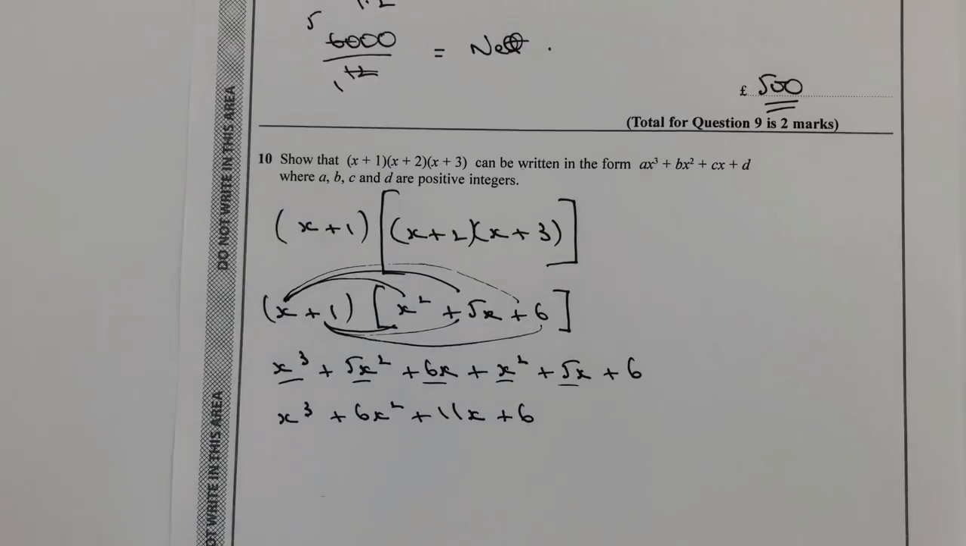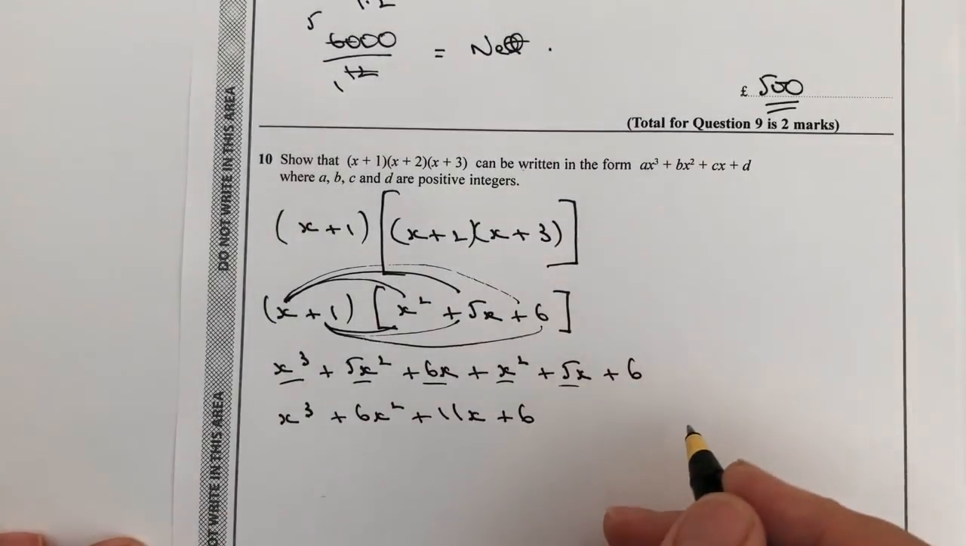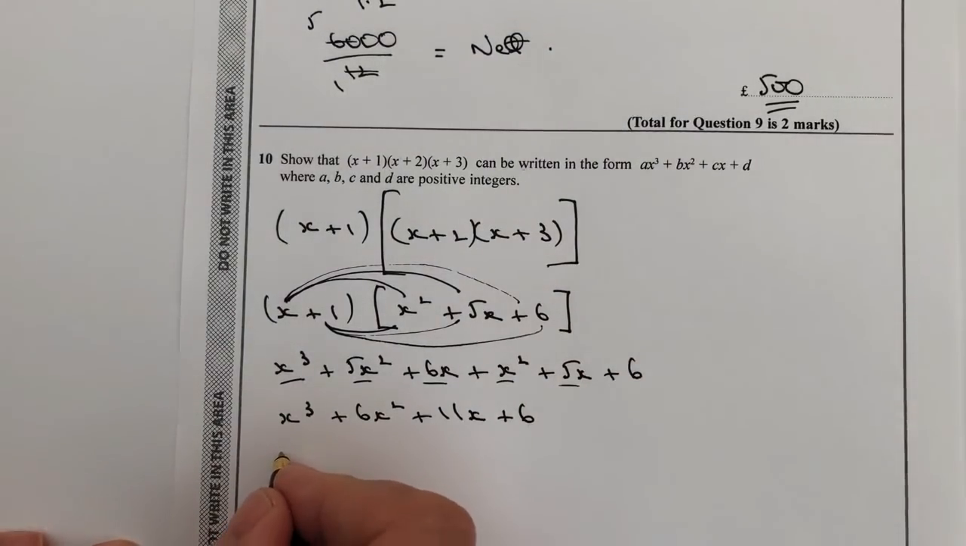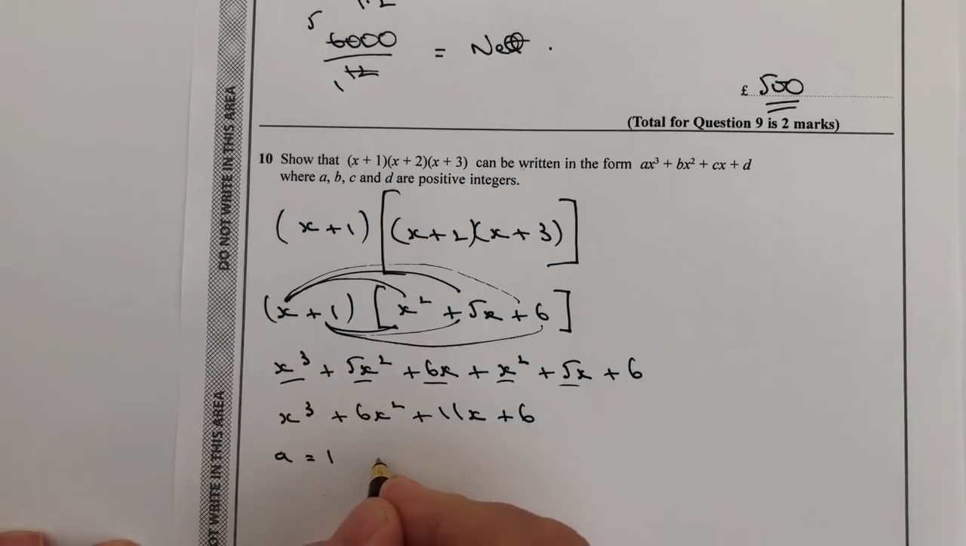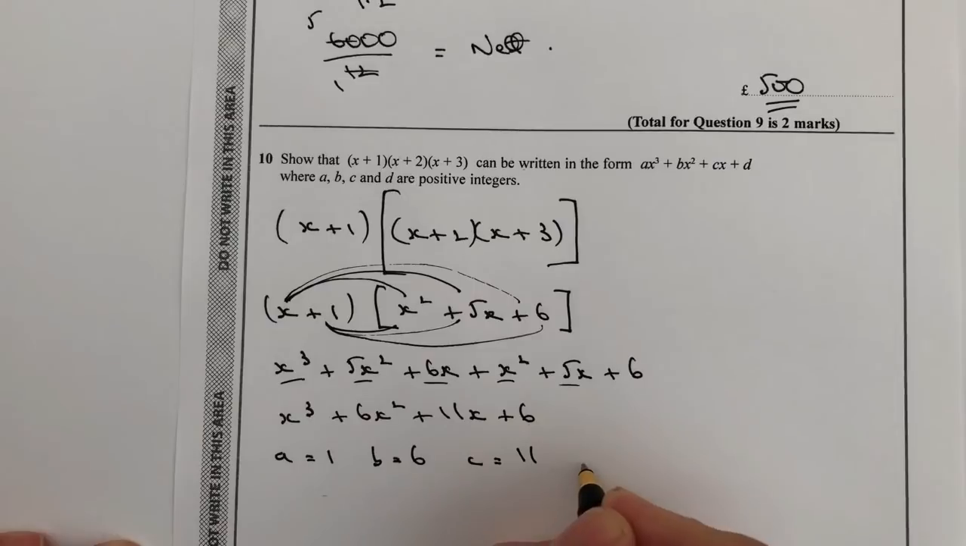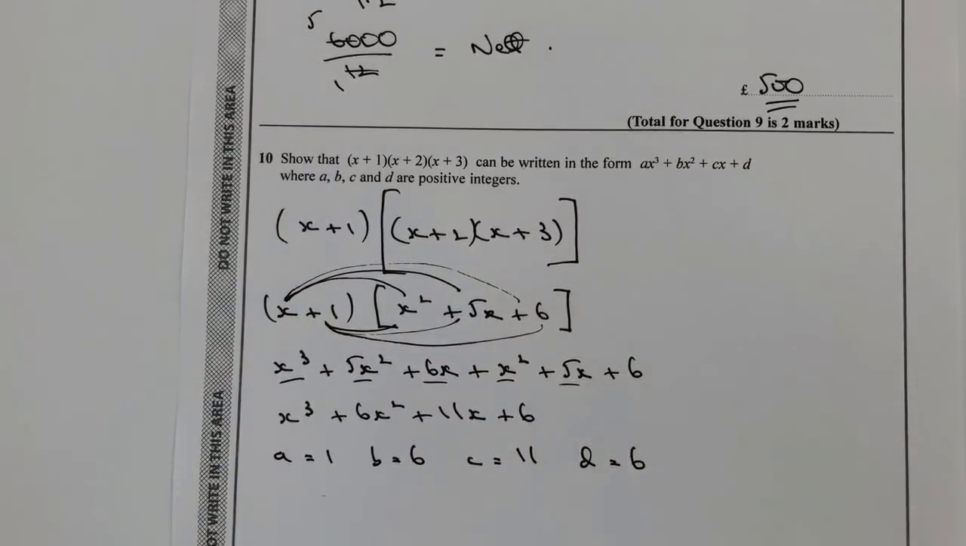If you wanted to, you could just make it easy for the examiner to write something like A equals 1, B equals 6, C equals 11, and D equals 6 if you wanted to. Okay, not a problem at all. Let's move on then to question number 11.